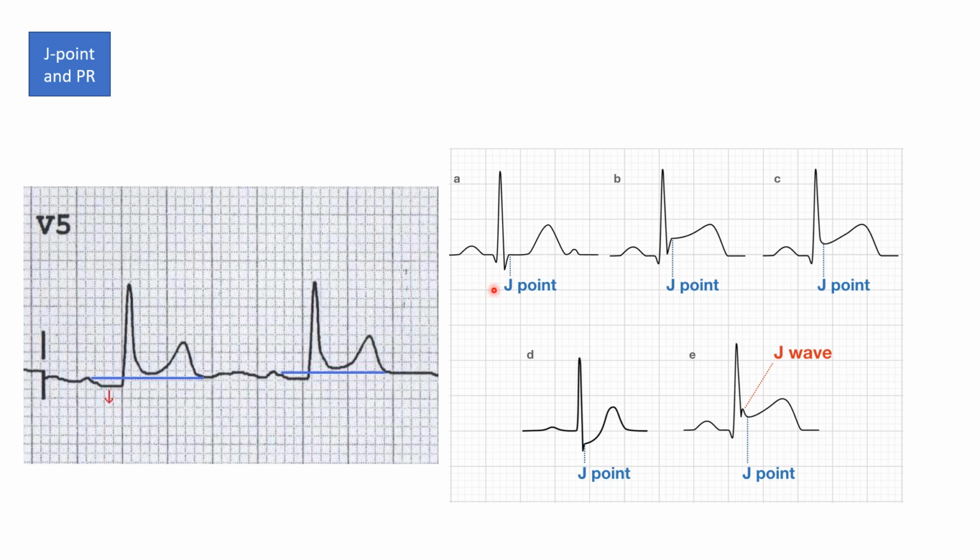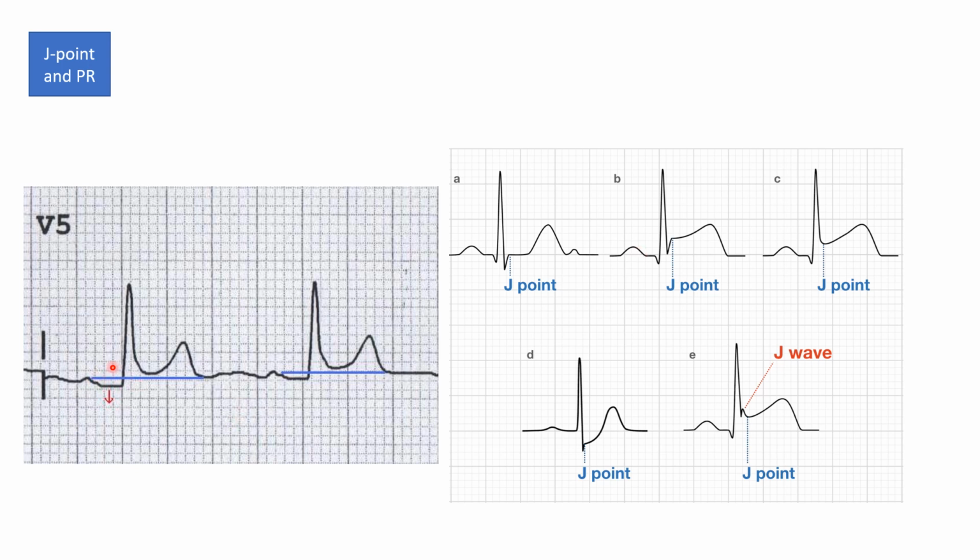So I mentioned that we measure ST elevation from the J point. The J point is where the QRS complex becomes flat at some point, when it goes from sloping to more horizontal. That's the J point, and you can see the J point looks different in different QRS complexes. Then you measure down to the isoelectric line defined by the PR segment.